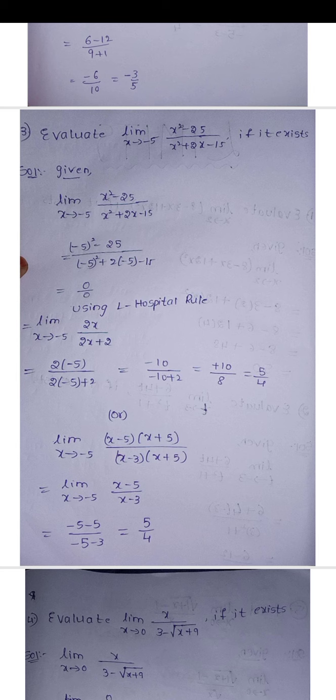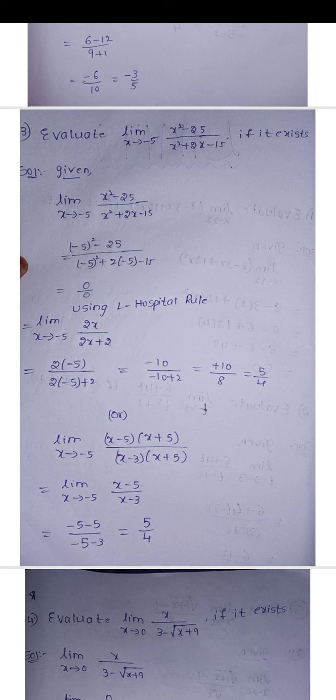Undefined form means we have to use L'Hospital rule. What is L'Hospital rule? First we have to differentiate the numerator and then differentiate the denominator. So limit as x tends to minus 5, here x square minus 25. First differentiate the numerator: x square gives 2x, and differentiation of a constant is 0. Next we differentiate the denominator, x square plus 2x minus 15. Differentiation of x square is 2x, differentiation of 2x is 2, and differentiation of a constant is 0.